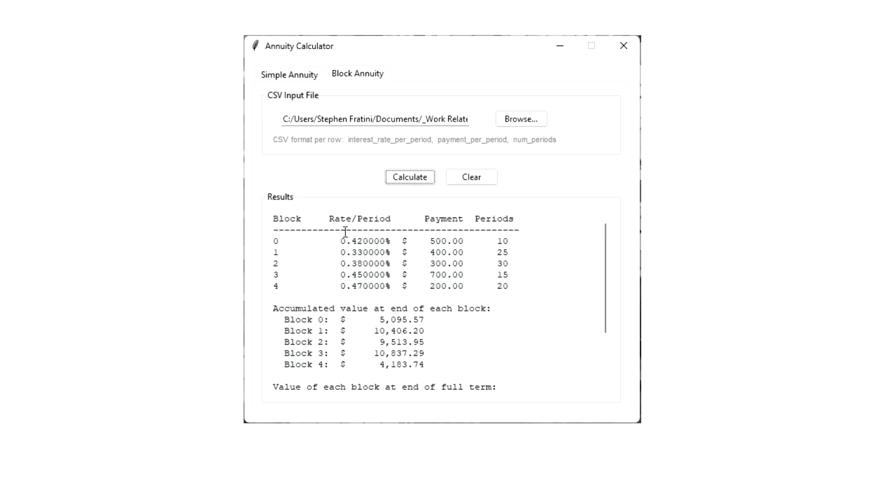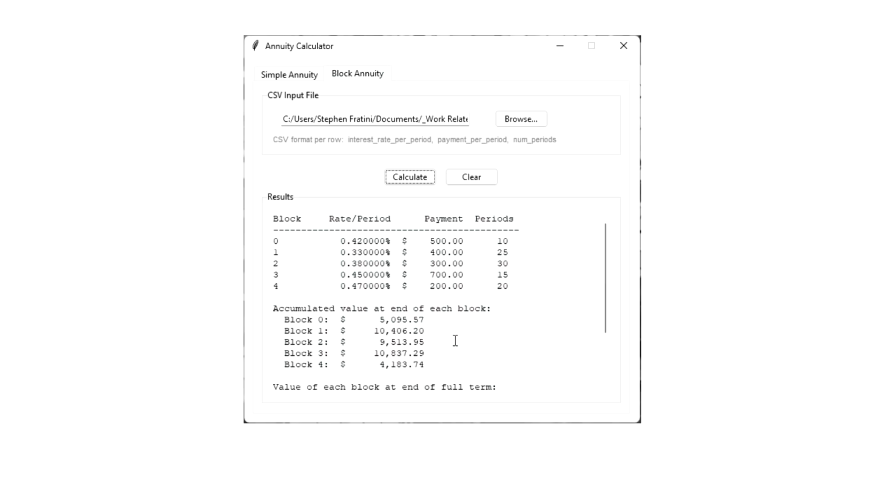And the program outputs what you've put in first. So this is actually what's in the CSV file, except for the numbering of the blocks. These 3 columns here are in the CSV file. So you have the interest rate, the payment, and the number of periods. Then a different interest rate, the amount of payment, and then the number of periods, and so on. So there's 5 different blocks. And then it computes the amount of interest and the payments together for each block. So this is how much you put in and the interest for block 0. This is how much you put in and the interest there in block 1, and so on.